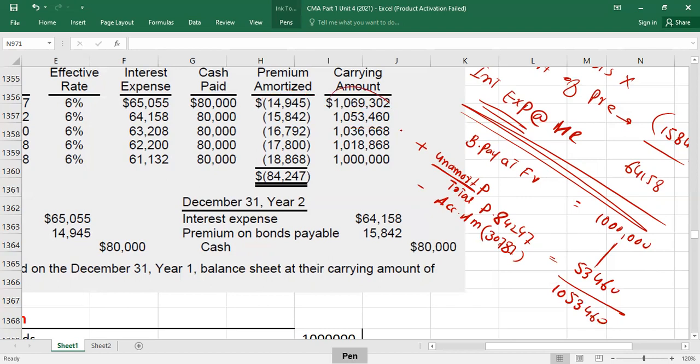These are the values which will be reflected in the liabilities. First year, this is the value. Second year, this is the value. Third year, this is the value. So this is the interest expense, which will be reflected in the income statement as a final answer. And these are the amortization premium and discount. Understood? Is it hard? No.